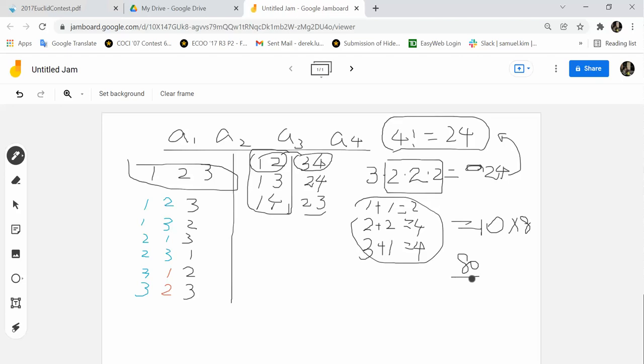So if we do the average, 80 divided by 24, we should have what? 10 over 3, right? The first one we can always get. Also, you can brute force. Even 24, you can brute force. You can get this answer.